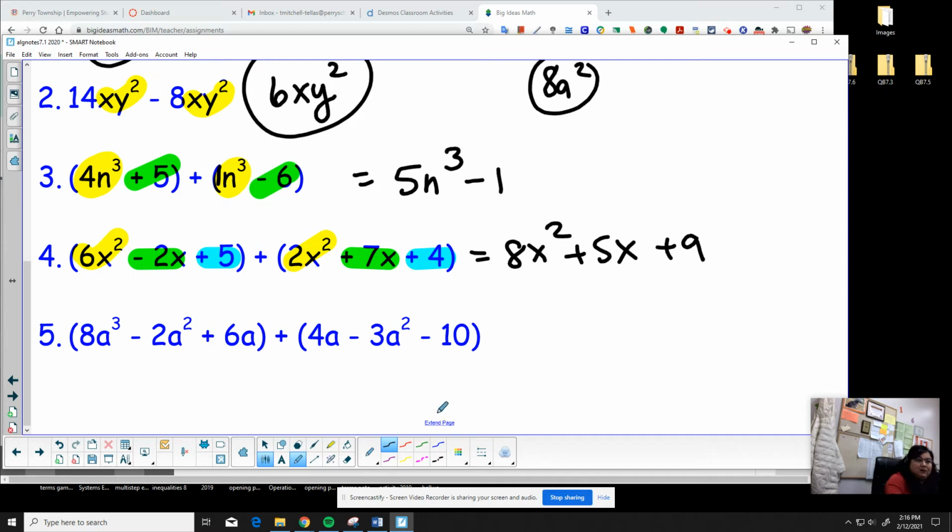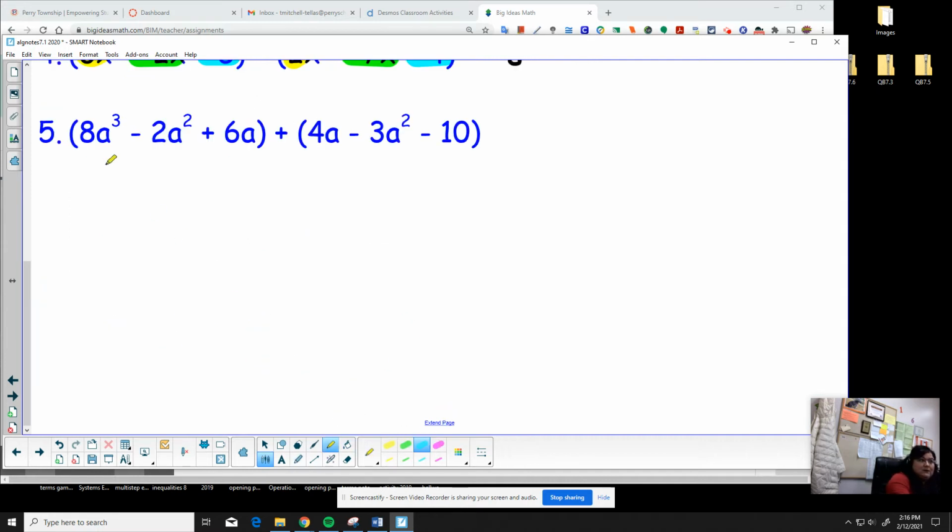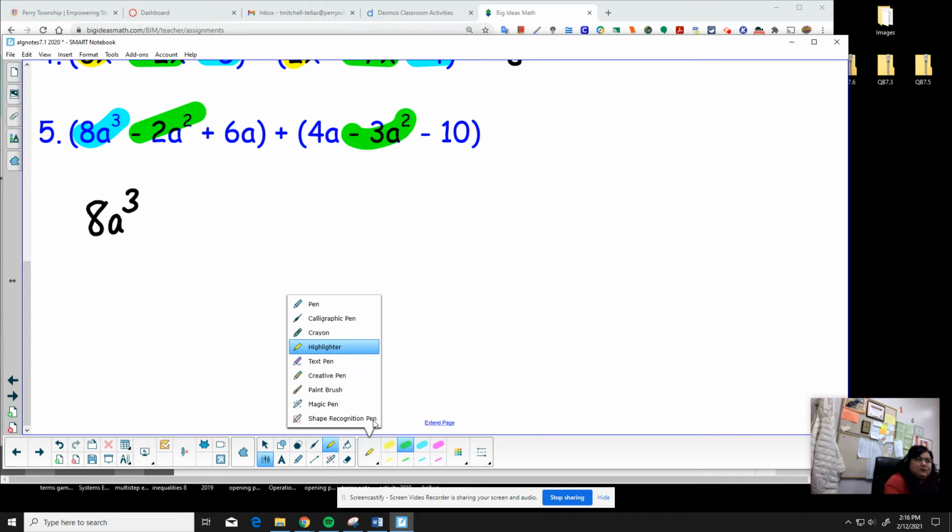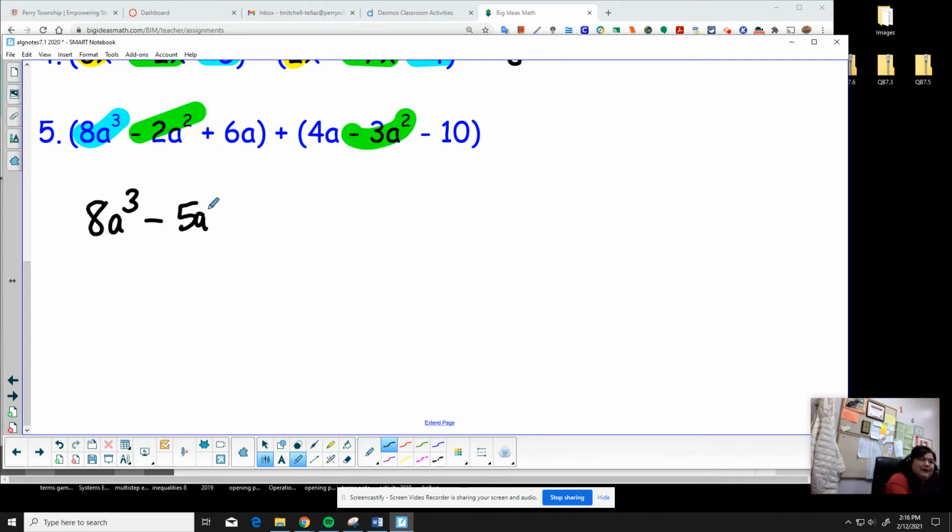All right, and then here, this one, hopefully you did this one too. So 8a to the third doesn't have another one to get together, but it's got the highest exponent, so it goes first. And then I've got some squareds. Oops, I think I want to do those in a different color. Then I've got some a squared terms that I can put together. So that's negative 5a squared. And I also have just one positive a term. So plus 6a. And then minus 10 is completely on its own.